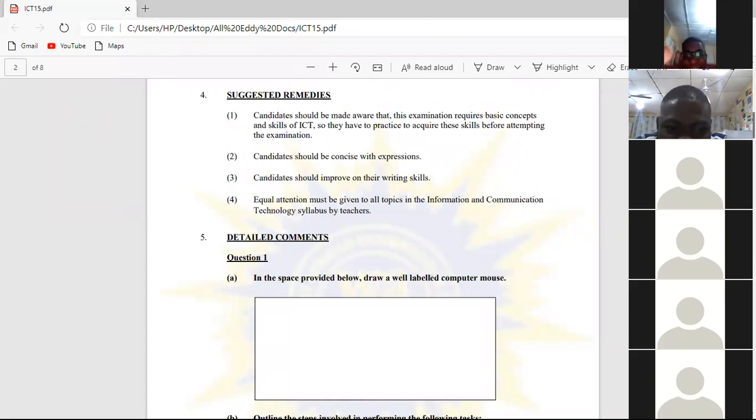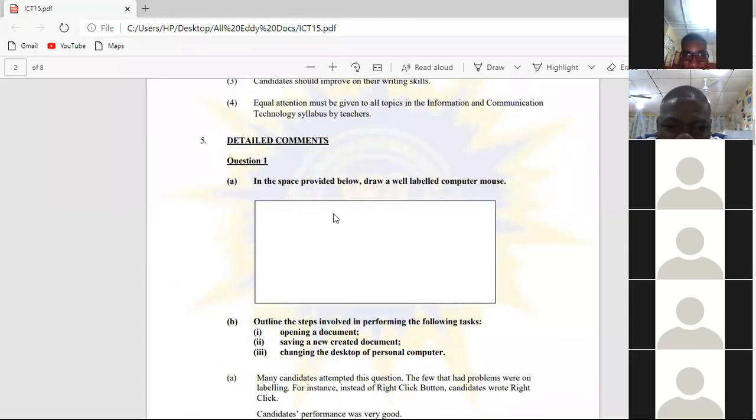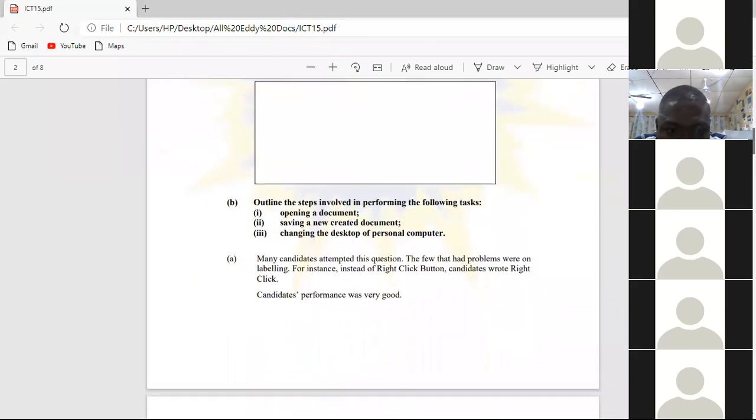Okay. Now there was a question. I was telling you, it's possible they can ask you to draw a computer mouse. It happened. In a space provided, draw a well-labeled diagram. Draw a well-labeled computer mouse. So it's possible they can ask you this.